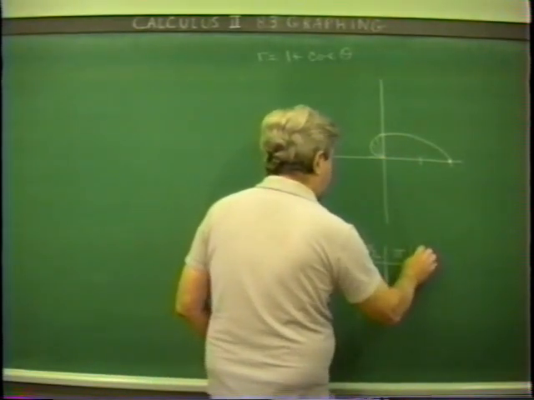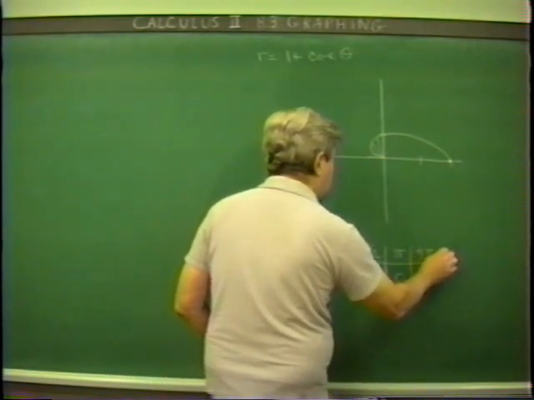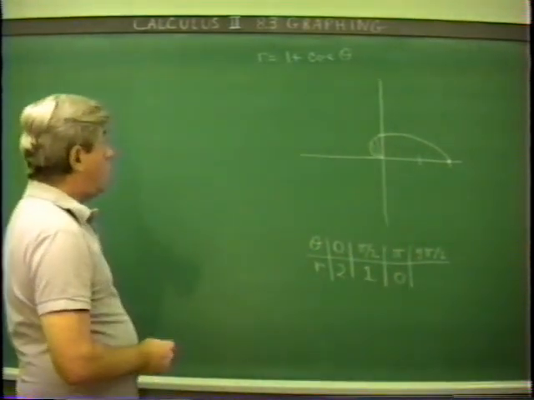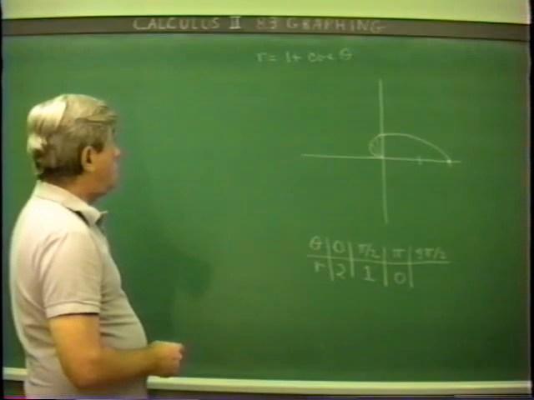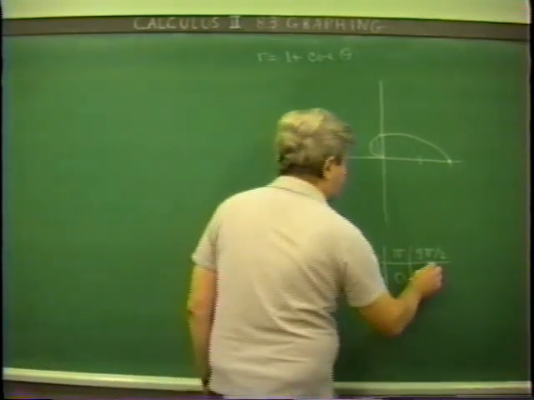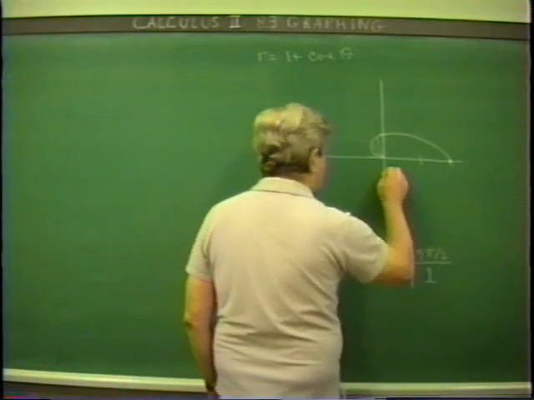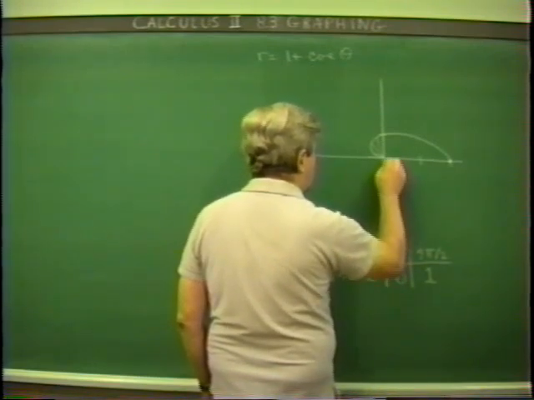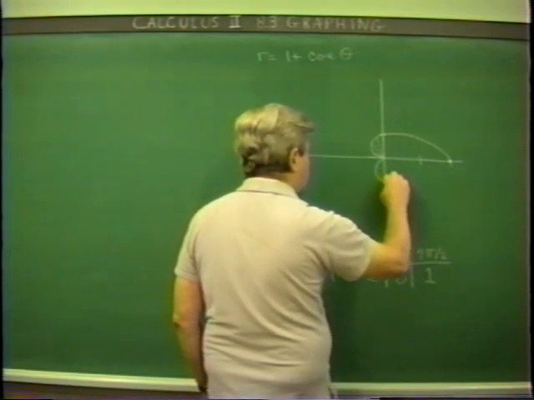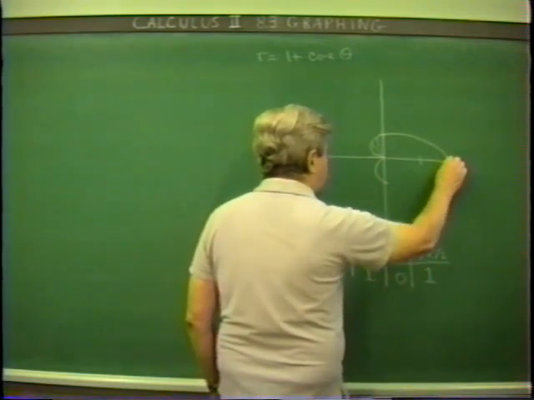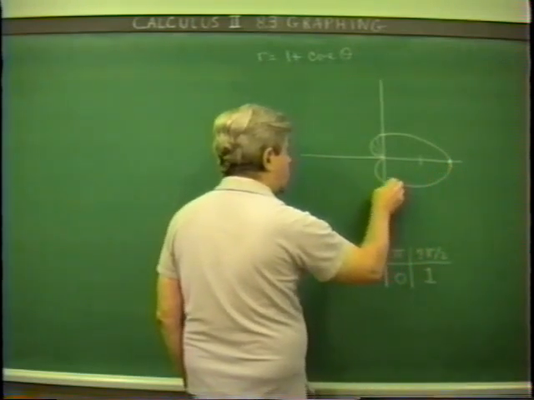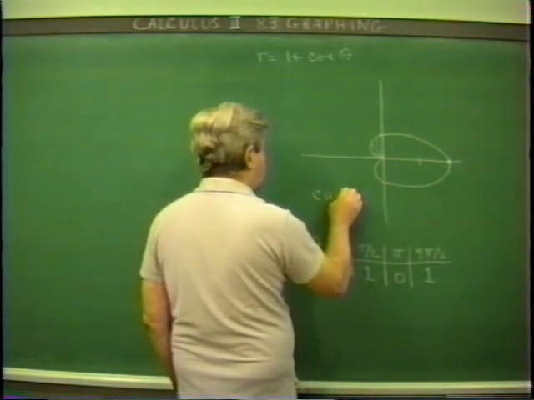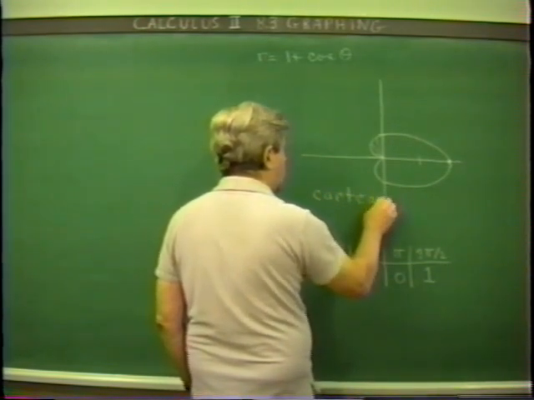When theta is equal to 3 pi over 2, cosine theta is equal to 0, and so r is equal to 1 again. So this becomes 1 at this point. And then when theta is equal to 2 pi, it returns back to 0. And the graph looks like this. And because the graph of this is heart-shaped, this is called a cardioid.